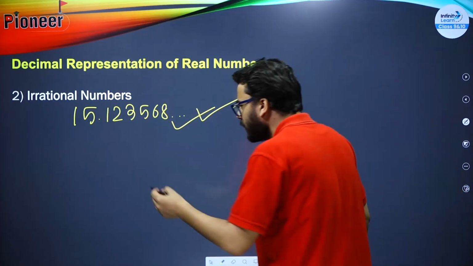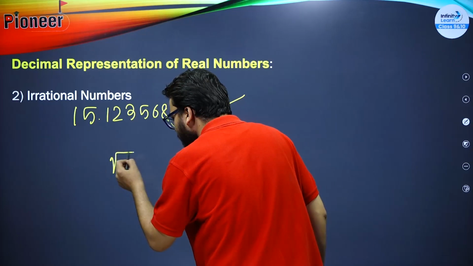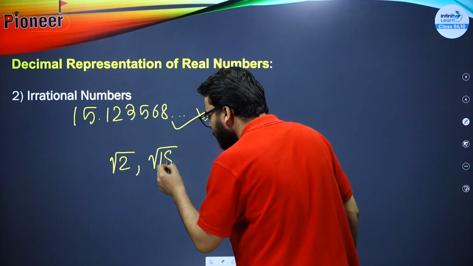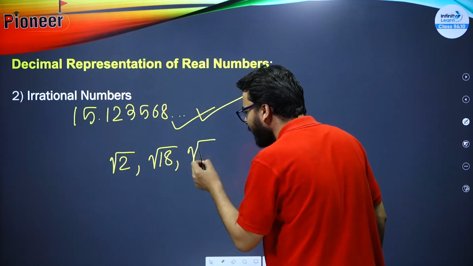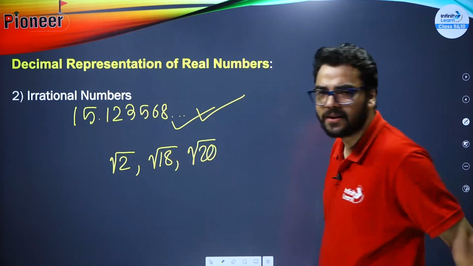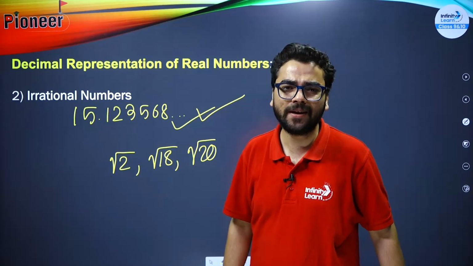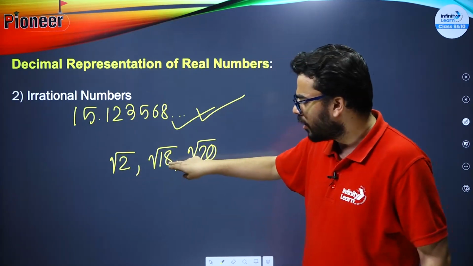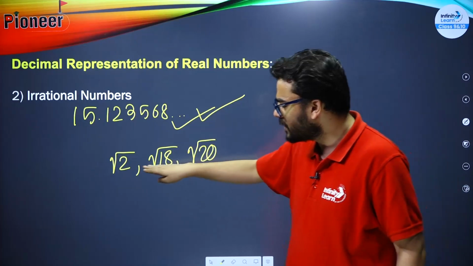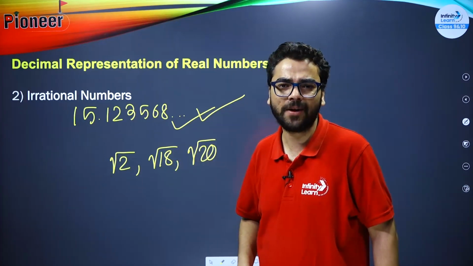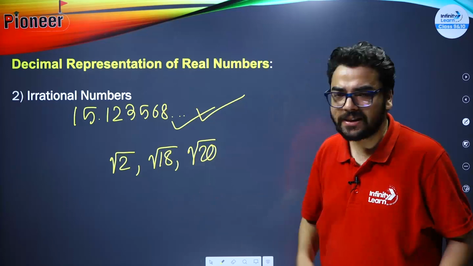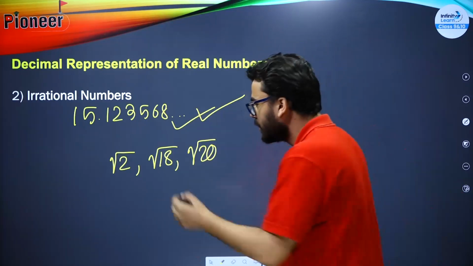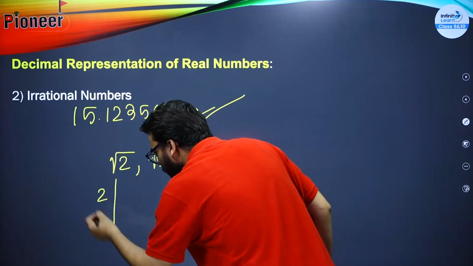For example, square root of any non-perfect square number. Square root of any non-perfect square number will be an irrational number because they will have neither terminating nor repeating decimal representation. Now you will ask how you can show that the decimal representation of these numbers will be neither terminating nor repeating. For that you have studied the square root in grade 8. You might remember the long division method. So you can find the square root of 2 by the long division method.